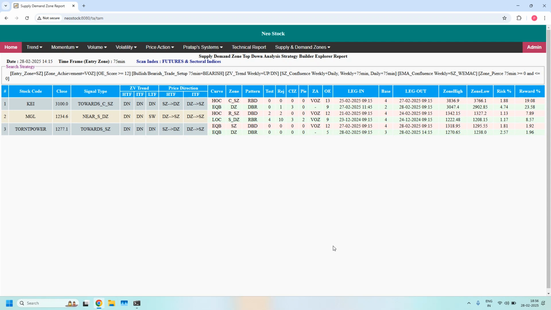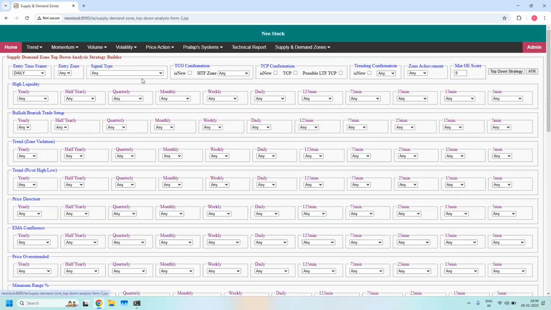Next, let us generate daily income trade reports. First, bullish trade setup for daily income trade. Entry time frame is 15 minutes. Entry zone is demand zone. In bullish or bearish trade setup at 15 minutes, I am selecting bullish. Zone achievement VOZ. Minimum order enhance score 12.